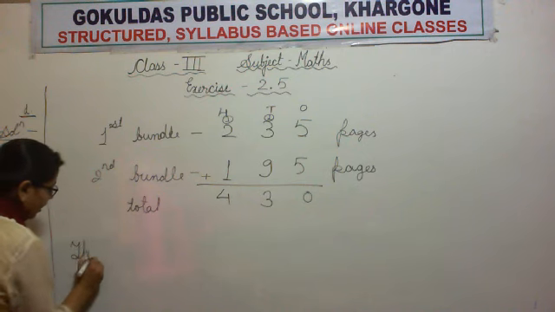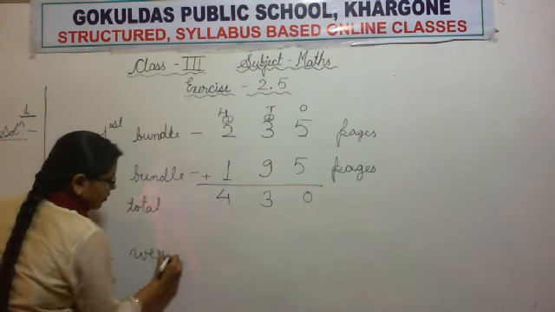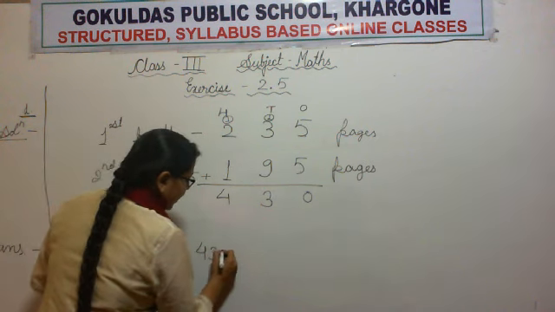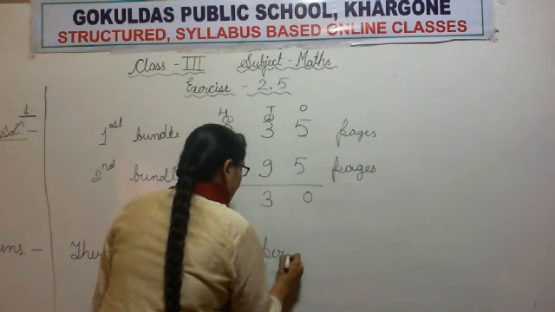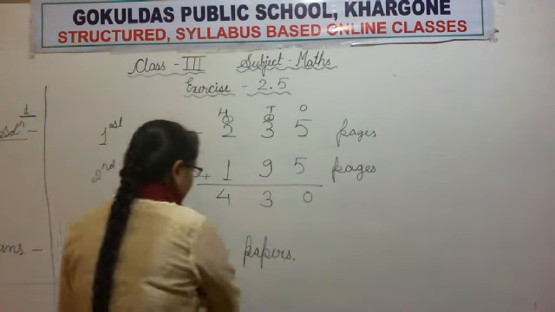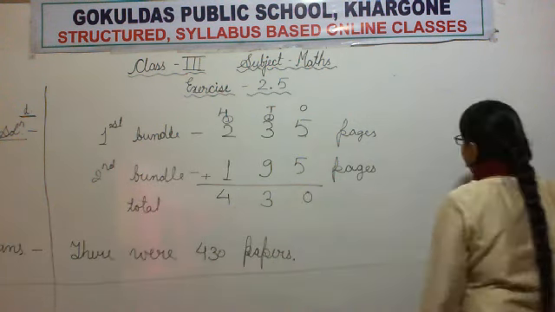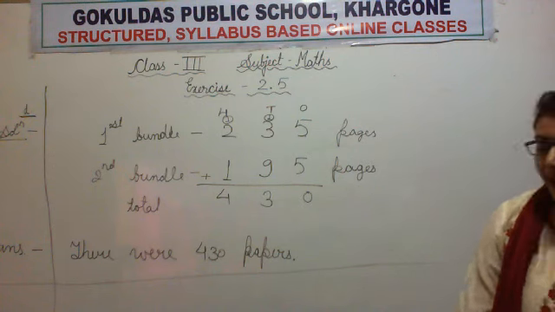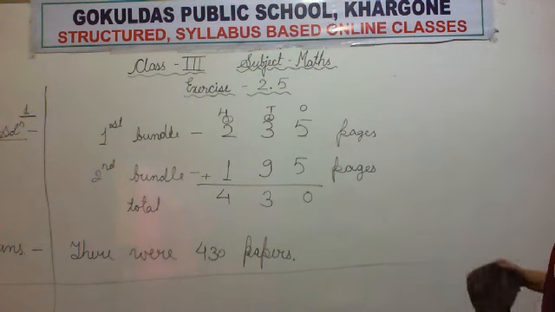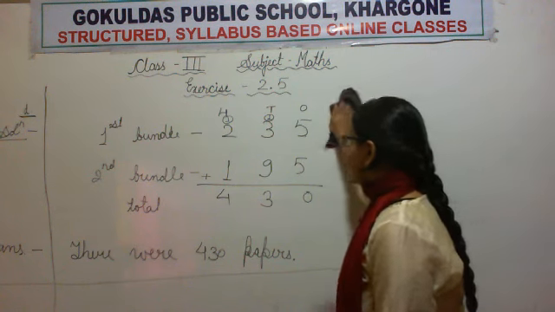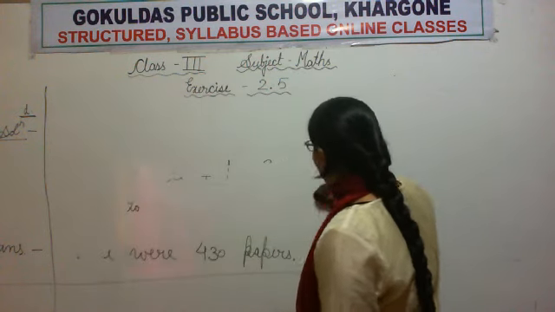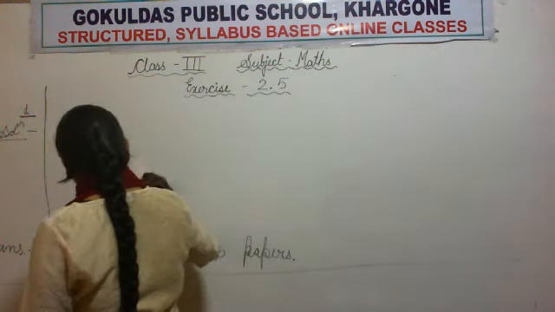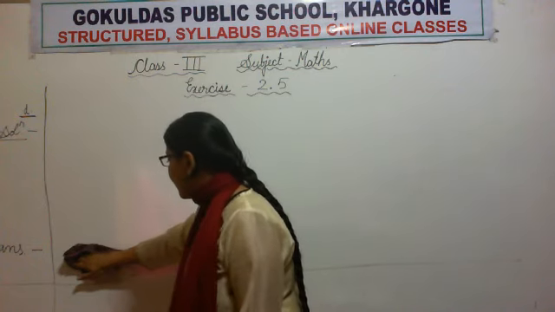So we will write there were 430 papers. Okay, and then we'll put a line. I am drawing all the lines by freehand, but you will not do it by freehand. You will use a ruler. Now for your writing, you can pause the video and write the solution and answer.